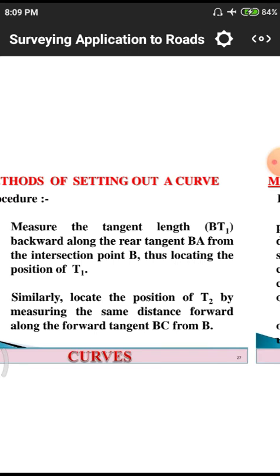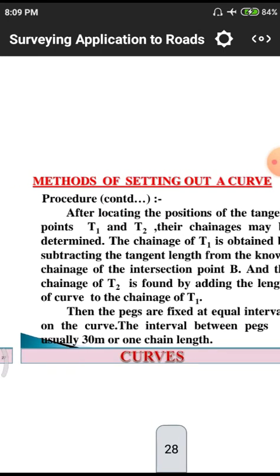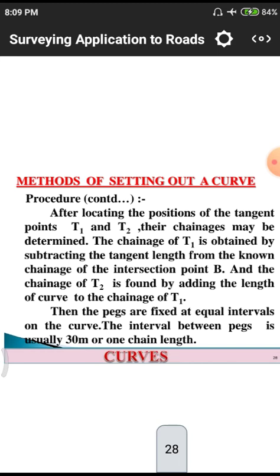Okay, T1 and T2 are the tangent points. BC and BA: A is a particular point at one side of a curve. C is also a particular point of the curve. B is the intersection of two tangents.